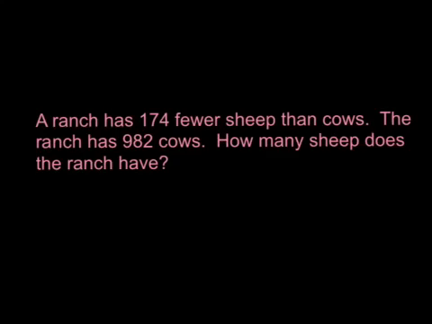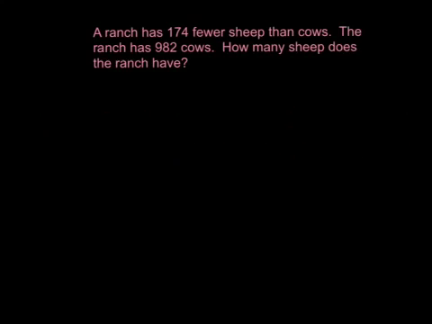Here's our last example. A ranch has 174 fewer sheep than cows. The ranch has 982 cows. How many sheep does the ranch have? Alright, let's start with our first thing. We know our first thing is to draw our arrow. Now we need to read the first sentence, and that's how we're going to figure out what to do.